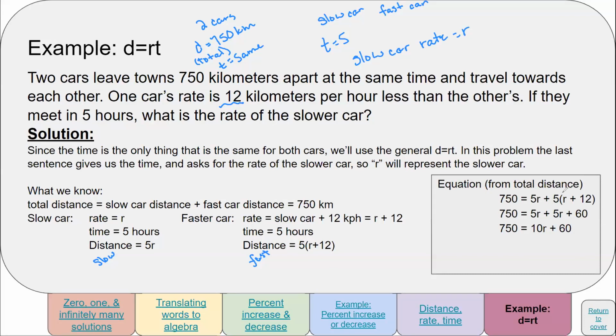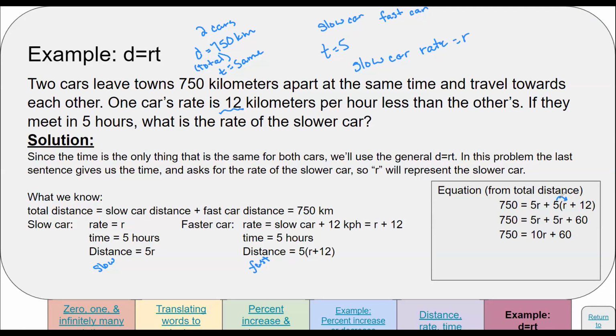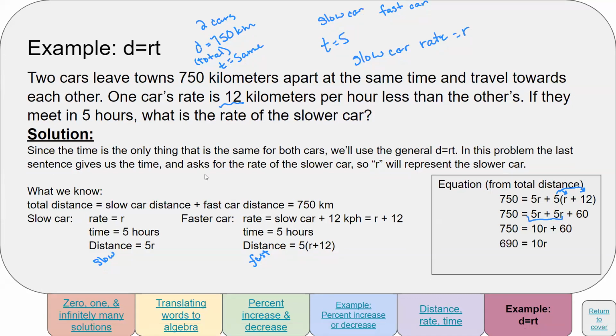So 5 times R, which is 5R, and then 5 times 12, which is 60. And then I am going to combine like terms. So I have my 5R and my 5R gives me the 10R. Still have that plus 60. Then I'm going to subtract 60 from both sides. I don't write that, but I do it. Looking at that, I have 690, so 750 minus 60. A lot of times when my equations get really messy, I need to show that because I will forget signs.